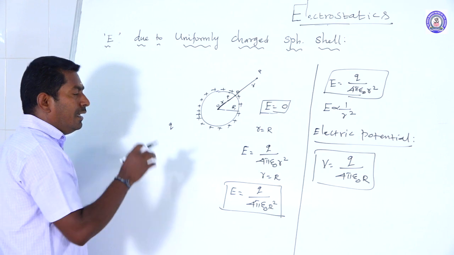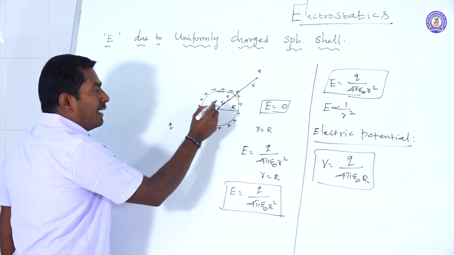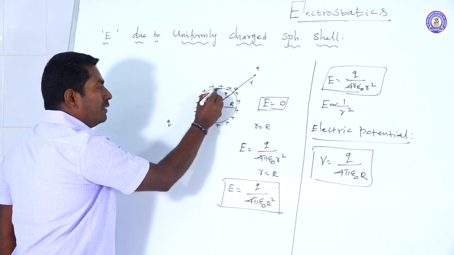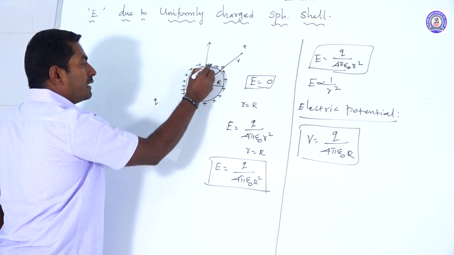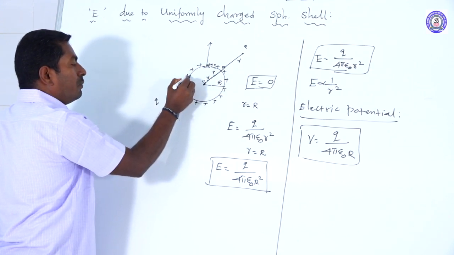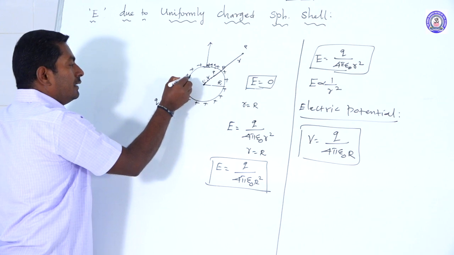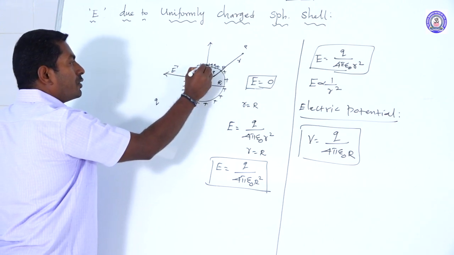But one more point here: the surface of the uniformly charged spherical shell and the electric field lines produced by the positive charge are at right angles to each other at any point. Not only at this point, the surface of the shell and the electric field lines produced by the positive charge are always at right angles to each other.